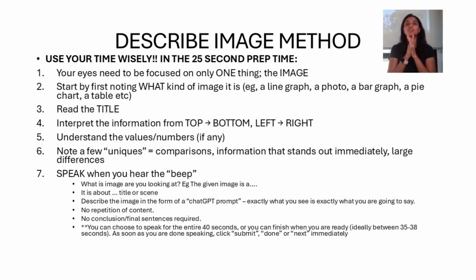and the first thing you're going to do is tell yourself exactly what kind of image it is. A line graph, a photo, a bar graph, a pie chart, a table. Your job is to identify exactly what you are looking at. Next, if there is a title, you need to look at it and read it. Okay? Then you are going to start interpreting.